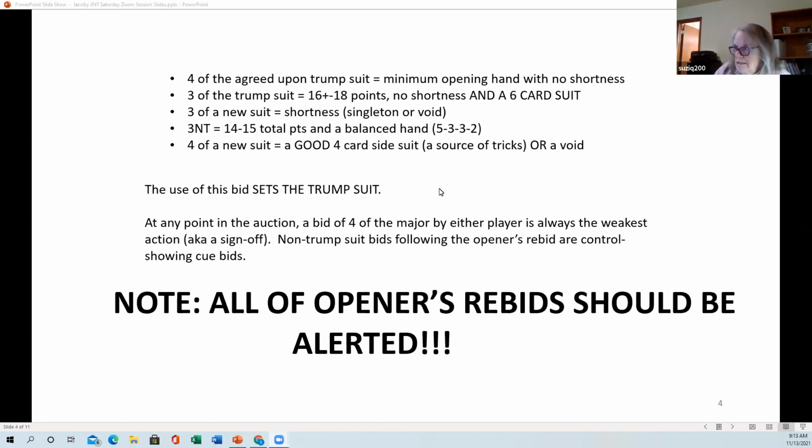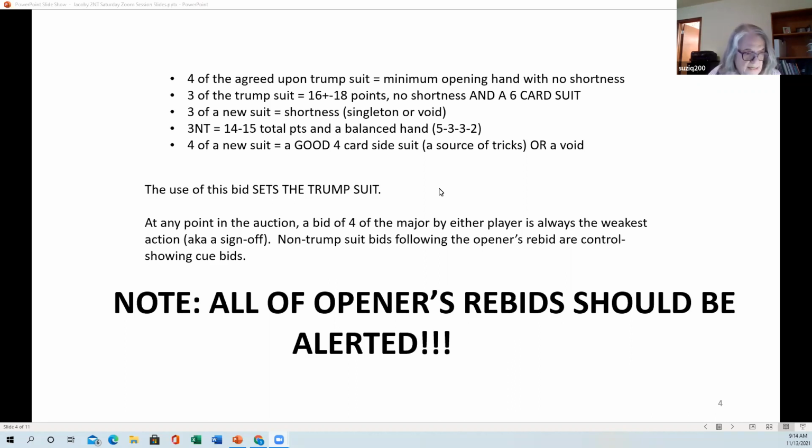Now, at any point during the auction, a game bid by either person is the weakest action available. That means it's a sign-off. That means I have nothing else to show you, partner. Unless you have more than what you promised, we need to quit here.